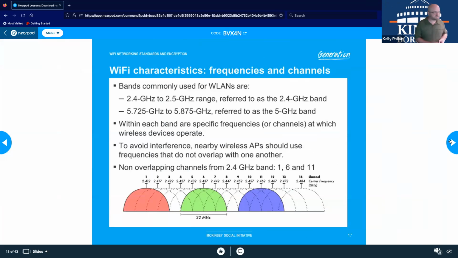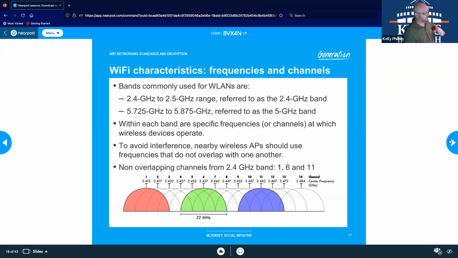Wi-Fi frequencies and channels. For the moment, we're going to focus on the 2.4 gigahertz range. Now, Wi-Fi can operate on 2.4, 5, and now the 6 gigahertz range. And within each of these, there are frequencies. We tend to refer to them as channels, on which the wireless devices can operate. Now, the problem comes in if two people are talking on the same channel, you get a lot of crosstalk. You get a lot of intermittent connection errors, things like that.